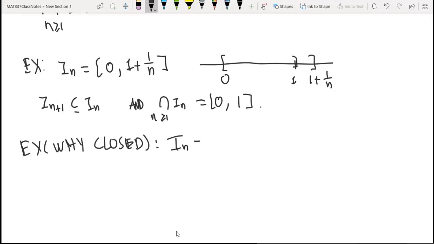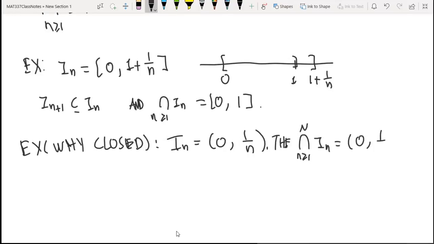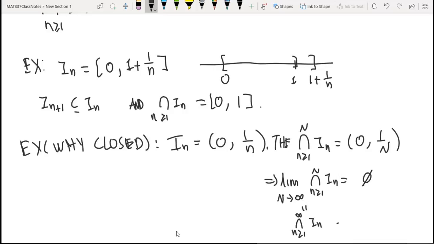Indeed, I take the open interval (0, 1 over n). If you intersect them, going up to n, it is equal to (0, 1 over n). And then if you take limits, you get the empty set here, and here you get the whole thing. Yes. Thank you, Eric.